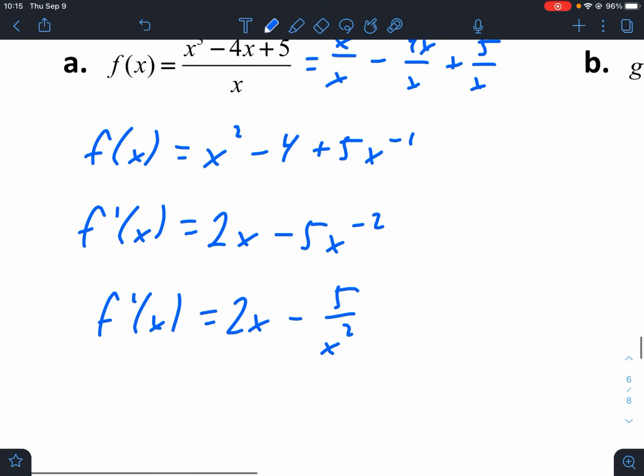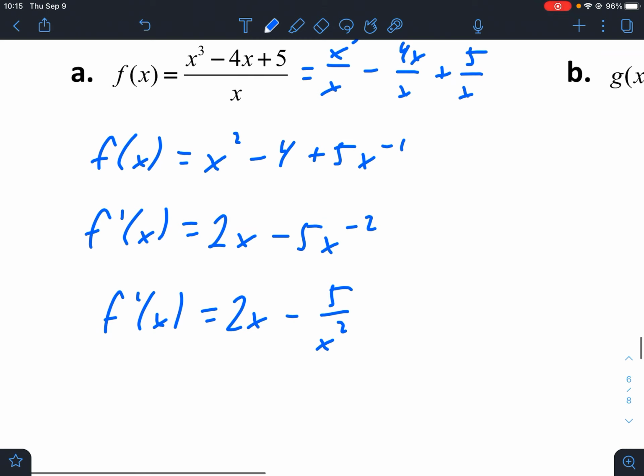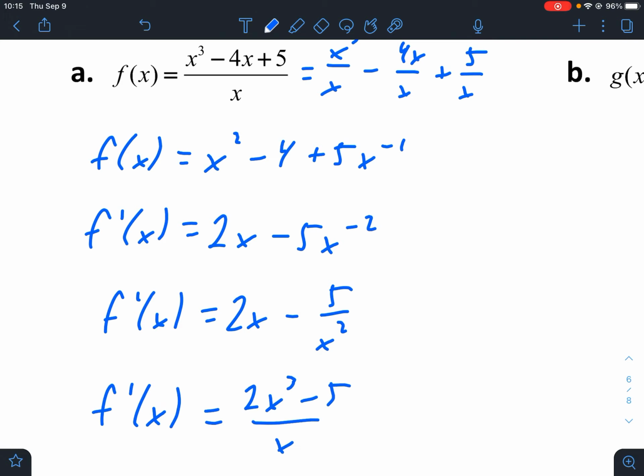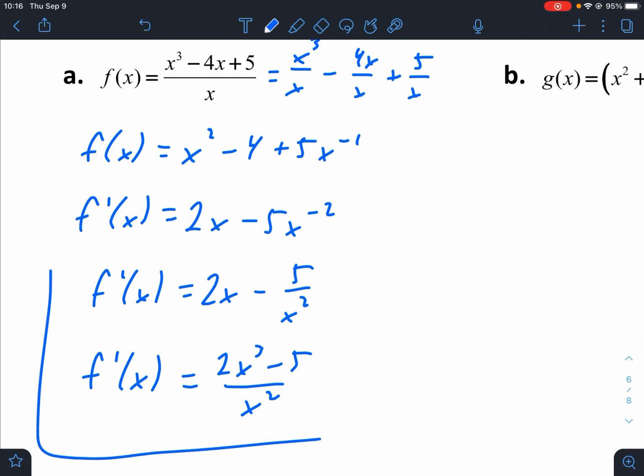Or sometimes, if you see this as maybe a multiple choice type question, you might need to get a common denominator there. So our final answer would be 2x cubed minus 5/x squared. Either of these would be fine. If it was a free response question, I would definitely stop here.